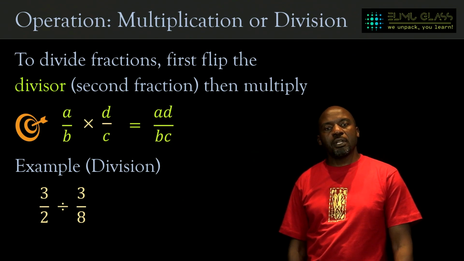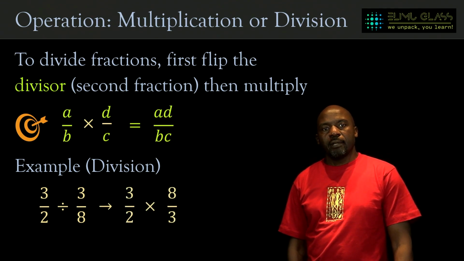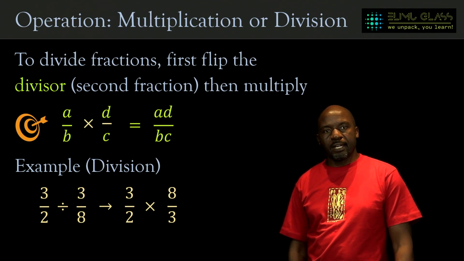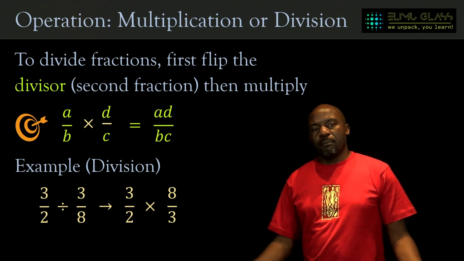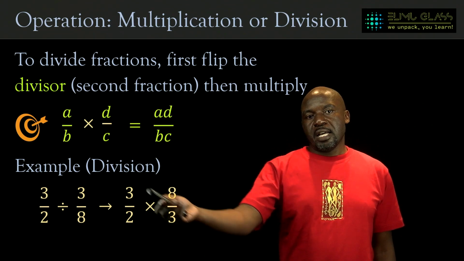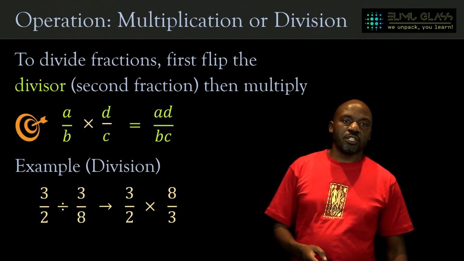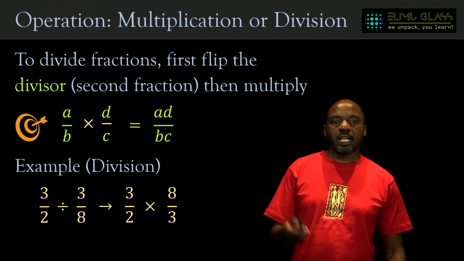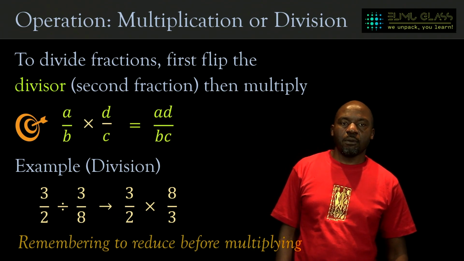8 goes up, 3 goes down, okay, and now we can multiply 3 and 8 and 2 and 3. But once again, by just quick inspection, you can see there is a 3 down here and there is a 3 up there. So before I multiply, which just gives me larger numbers, I can reduce that and just cancel. Remember to reduce before multiplying.